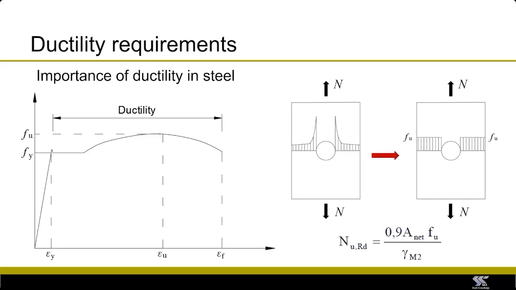In this case, the elongation at fracture of the steel has to be sufficiently large to allow the peak stresses at the edges of the hole to be attenuated and redistributed so that the entire net section is able to reach a stress that is close to the ultimate tensile strength, which is what the equation that gives you the resistance to net section fracture assumes.